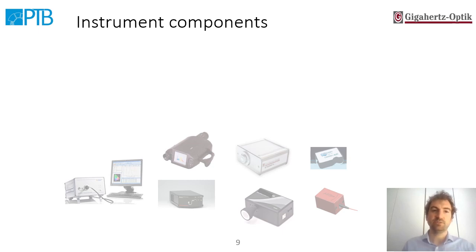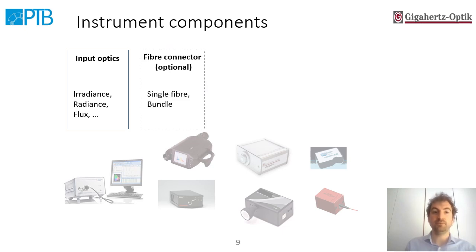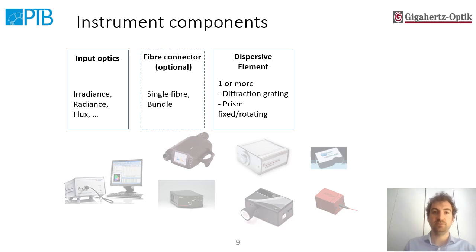On this slide, we would like to show you the different instrument components of a spectroradiometer, beginning with the input optics as already described before. The next component is the fiber connector, which is actually optional. There are devices where you need an optical fiber connector in order to connect the input optics to your dispersive elements or your spectrometer unit. On some devices, the input optics are directly connected to the dispersive element. Both have their disadvantages and advantages.